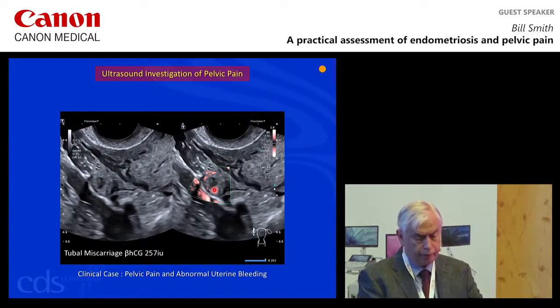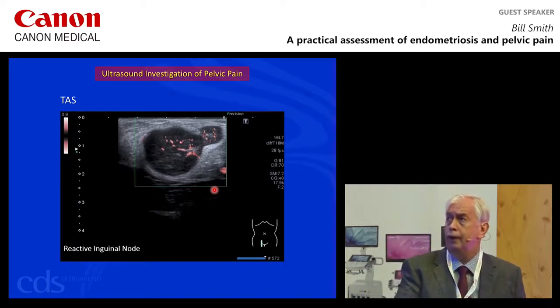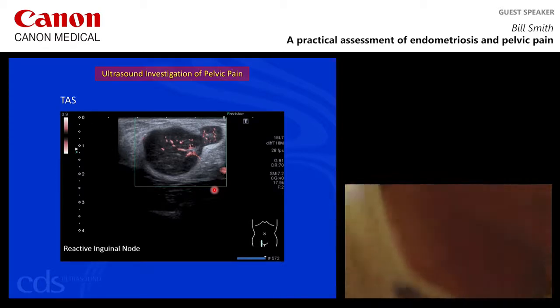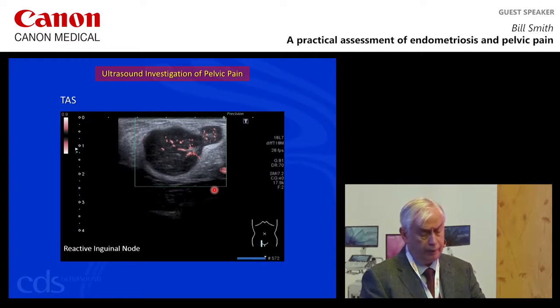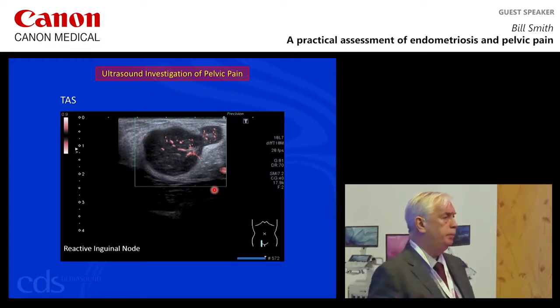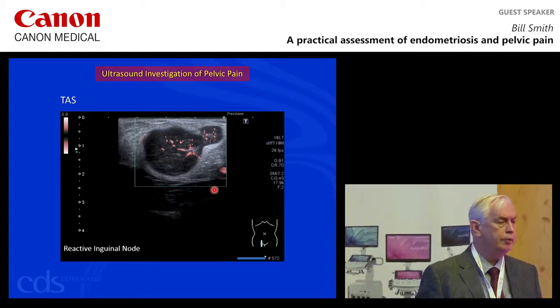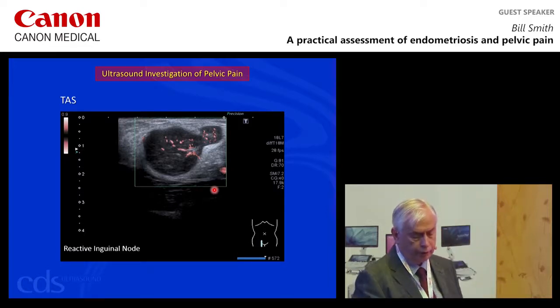And finally in this group, here's a lady presenting with right iliac fossa pain. The uterus and ovaries are okay, but there's a reactive inguinal node using transabdominal scanning. In fact, we're probably using the breast probe there, and that was secondary to a bowel cancer. So just a few examples, showing you why we have to adopt this flexible approach if we're going to maximize the clinical information that we can pass on to the referring clinician.